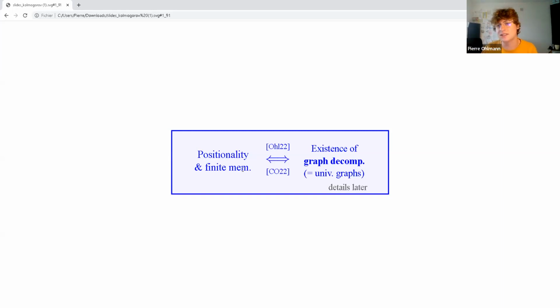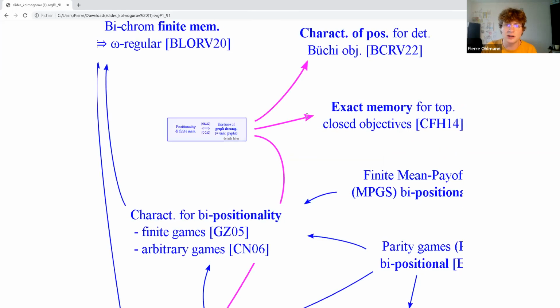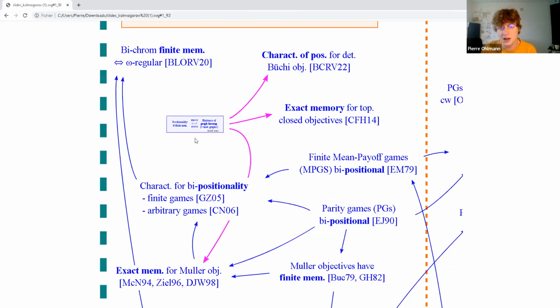What it says is that if you ask questions about positionality, then it's the same as asking questions about some kind of graph decompositions. Another way to state it, and we will see how this relates, is by talking about universal graphs. So this is the same thing, graph decomposition in this case, and universal graphs. The details are in the next part of the talk, and I'm going to then concentrate only on this. But first, I want to put it in relation with the rest.